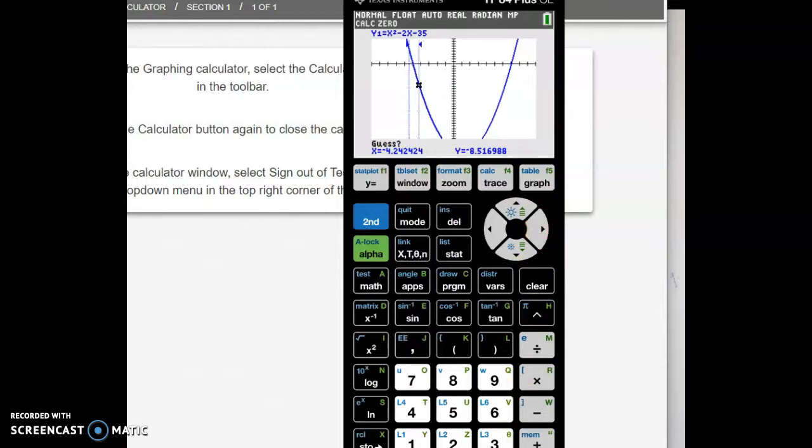Then I hit enter. And then it tells me to guess, but you don't have to guess. You can if you want to. You're going to get as close as you can to that 0, and then you hit enter, and it will tell you what it is. You have to hit enter so that it tells you what your 0 is. We're looking for the x-intercept, the x-coordinate where that function is equal to 0.